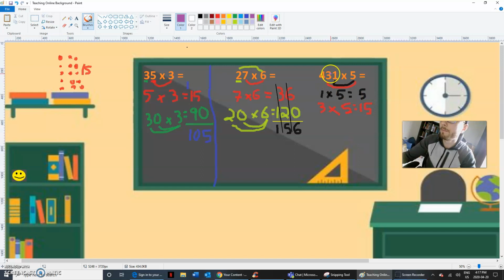Oh, we made a mistake. Good thing we're learning together. What did we do? It's not 3 times 5. What place value is it in? Right, we're in the tens place value. So it wasn't 3 times 5, it's 30. It's 3 tens times 5. So we need to go back.